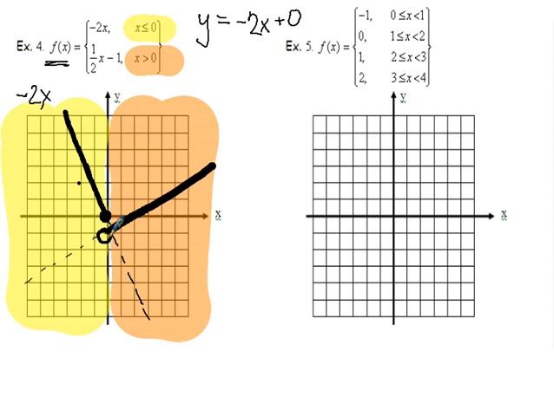Now function f(x) in example 5 will have 5 different segments. And we can graph them. One of them, f(x), is going to be minus 1. So it's going to be here.